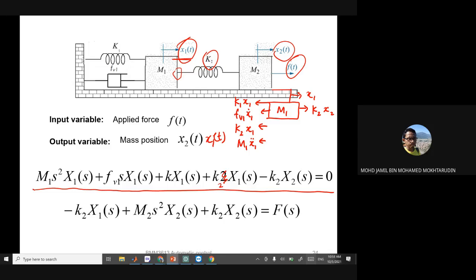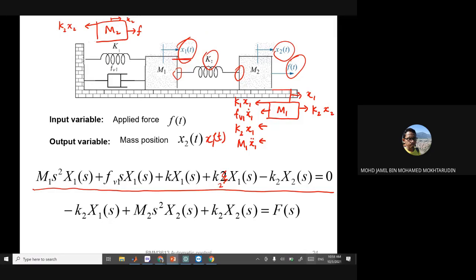Now we look at the second mass, which is mass M2. On the mass M2, you have the input force F, and you have the spring K2 attached to M2. The force by spring K2 will act backward. The spring K2 attached on M2 will resist the motion of M2. M2 is moving forward, but the force will resist the motion. That's why it's acting backward.